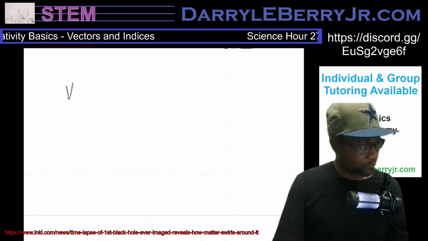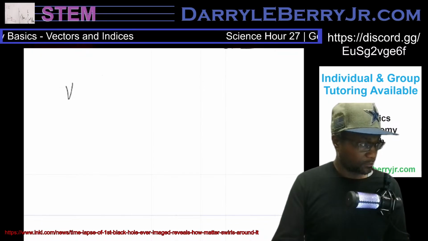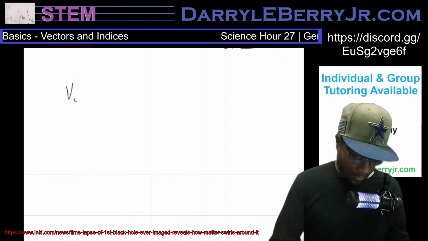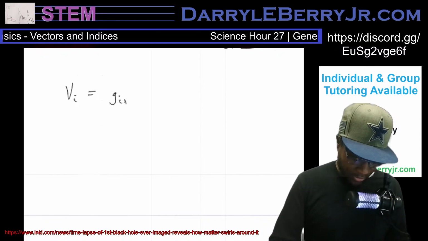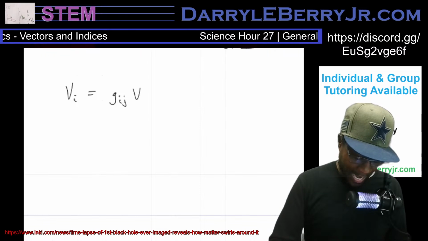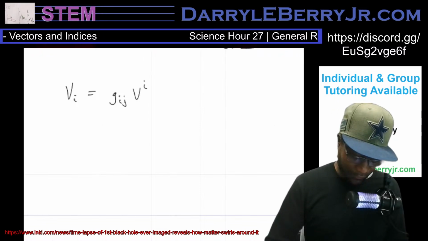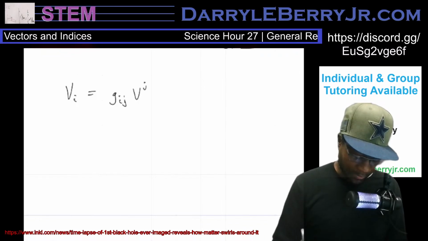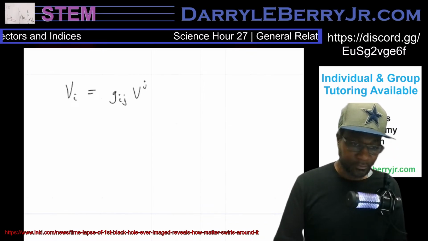So if you have a vector with lower indices, and we're going to use a matrix to get that from higher indices. We'll talk about what the higher and lower indices mean. It was actually confusing to me. But the way this works is another Einstein notation convention.